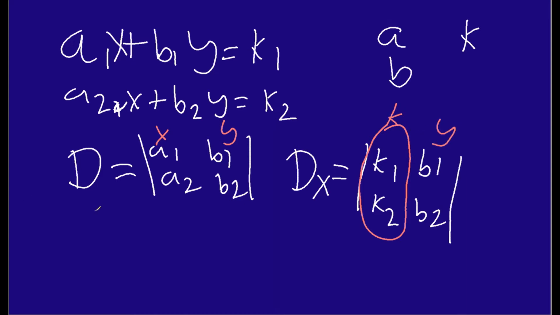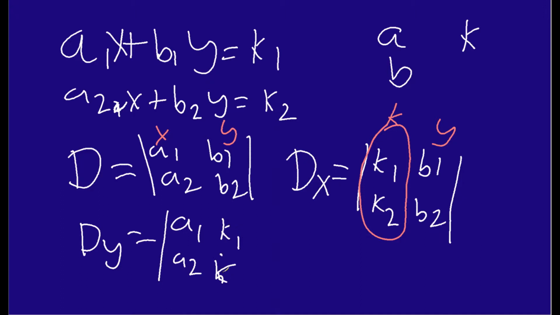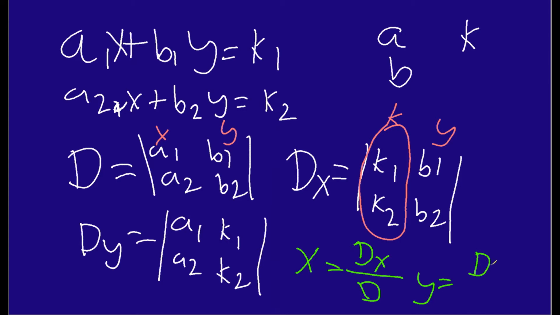To finish this, for the determinant of y, you'll have your a1 and a2 values again, but now you replace the b column, the y coefficients, with the constants. So you'll have your k1 here and your k2 like this. This is how you set it up. When you want to finally figure out the value for x, it's very simple. You take the determinant of x divided by D, and for y you do the same thing: you take the determinant of y divided by D. That'll give you your final values.